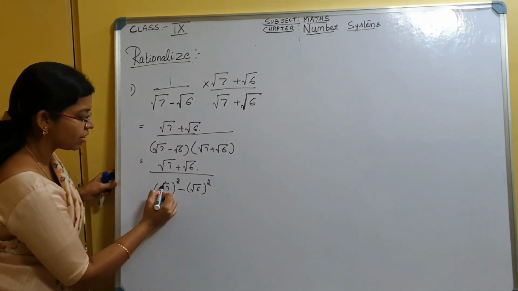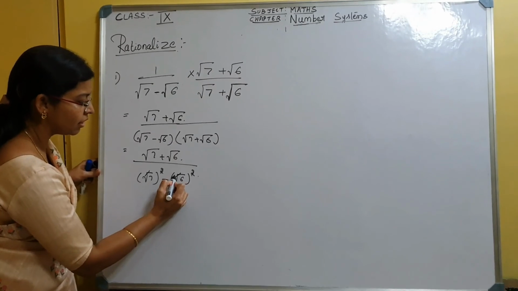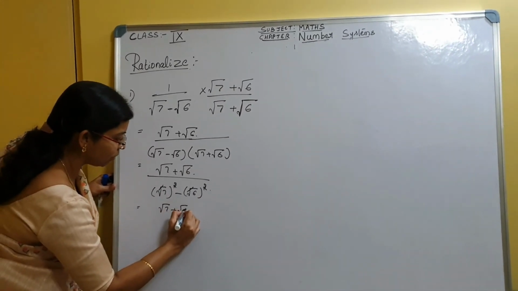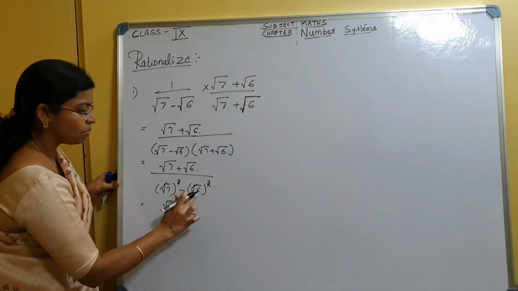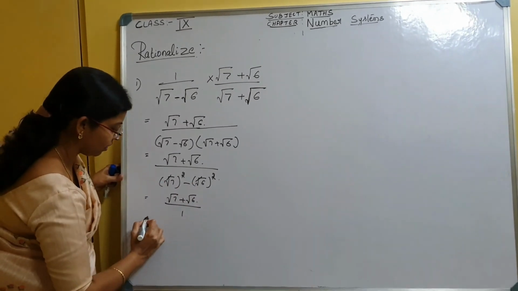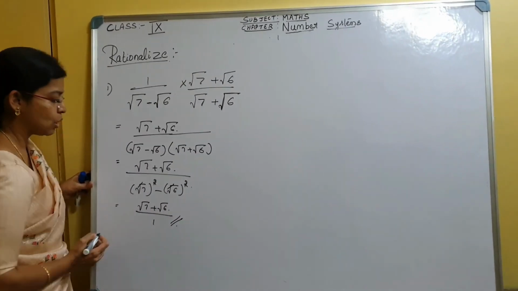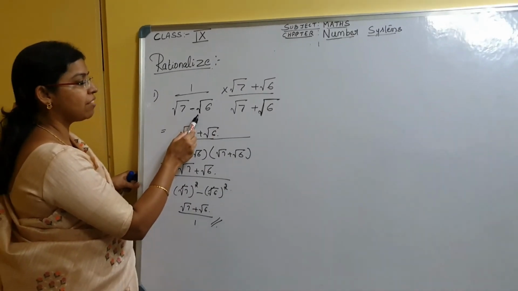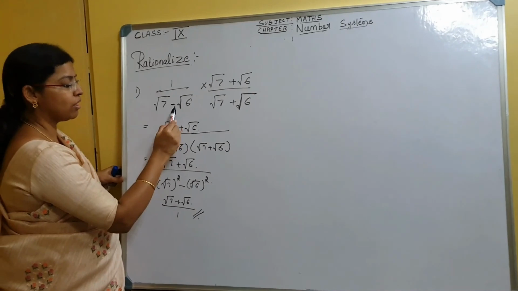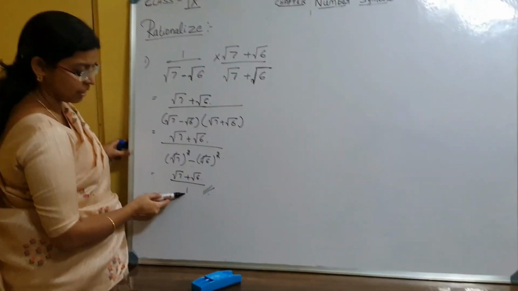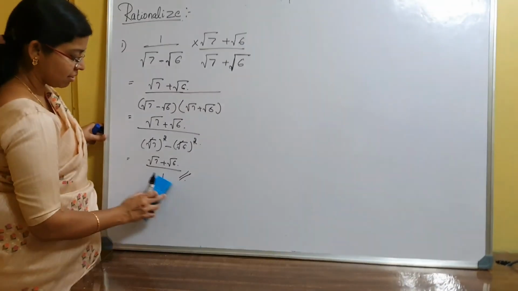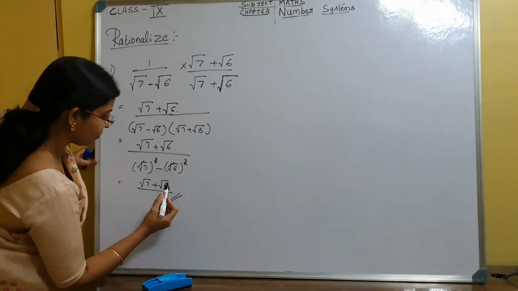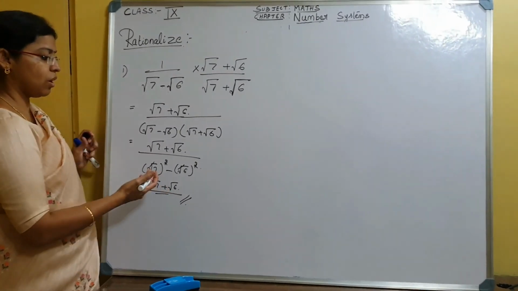So we know square and square root get cancelled. We are left with root 7 plus root 6 in the numerator. 7 minus 6 is 1. So what we have done is rationalize: we have removed the irrational number from the denominator. Now in the denominator we have only 1, so that is nothing but root 7 plus root 6. So now we have rationalized.